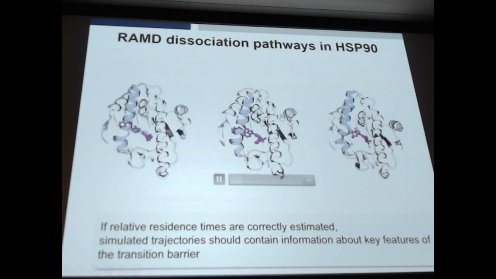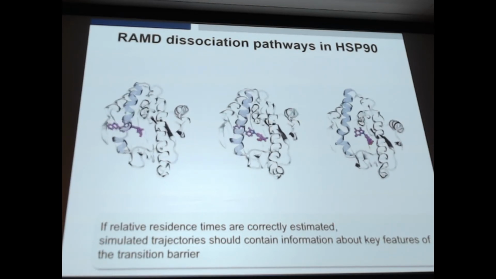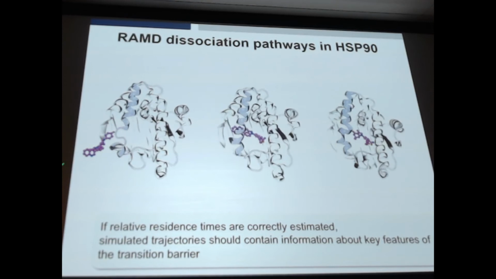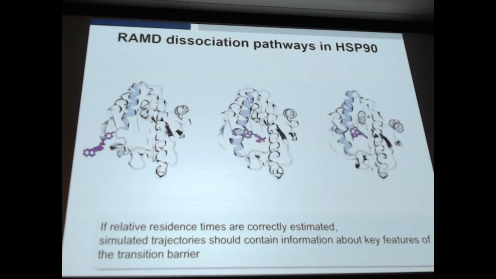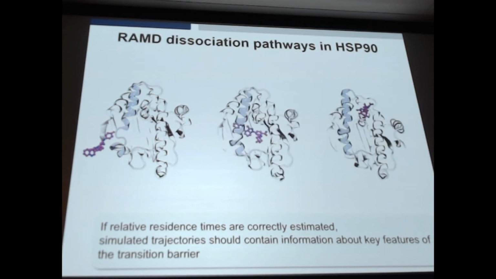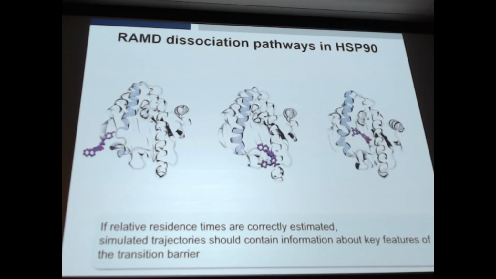Now this gives you an example of three trajectories that we have simulated for a ligand going out of HSP90. So you get some idea of the motions. You can see we've got one going out here. You'll see these take a bit longer to go out. And the idea is that the length of time that we need to get the ligand out during the TRAMD simulations should be related to the actual real residence time, even though we've accelerated the time scale a lot. And so if we can correctly predict relative residence times, then we're going to be able to extract information also about the key features of the transition barrier to egress and of the unbinding, and be able to understand the unbinding process and therefore the determinants of residence time.